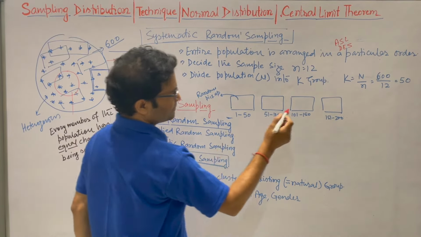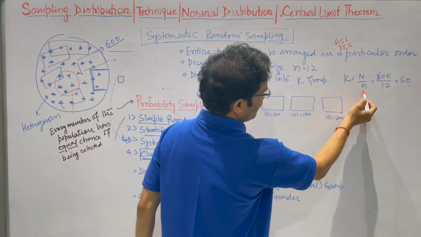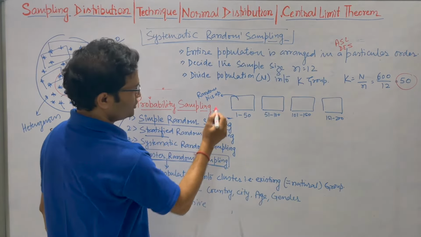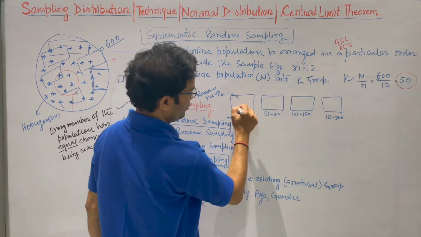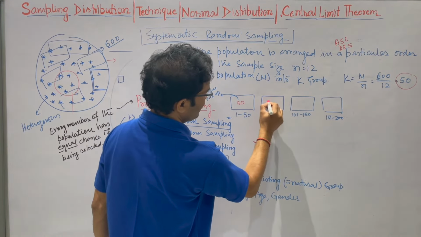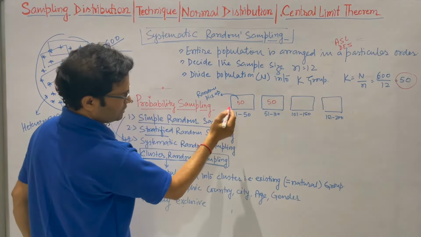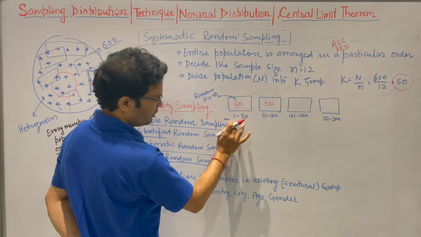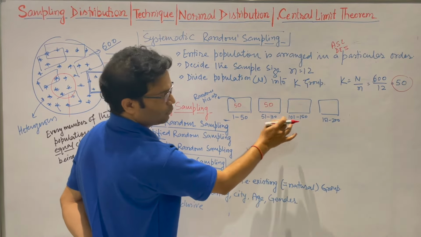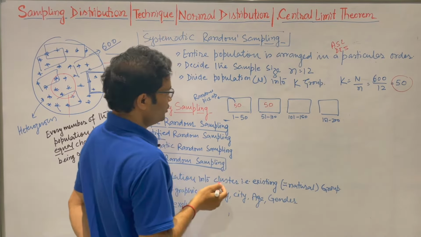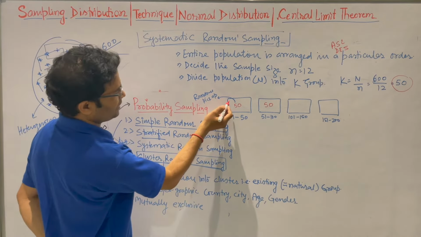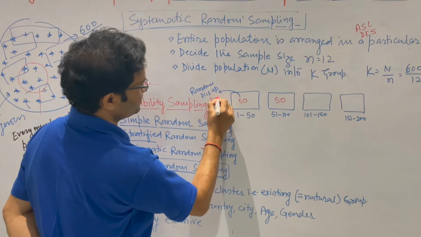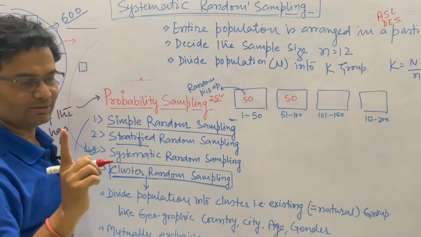In this case, we have 600 and I want a sample size of 12, so we have groups of 50. This is one group of 50 people, this is another group of 50 people, and this is already in order. So this box would have 1 to 50, this will have 51 to 100, and so on. In the first box you have to pick one randomly. Suppose randomly I pick the 25th one.